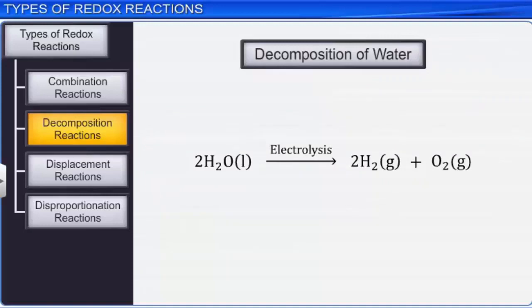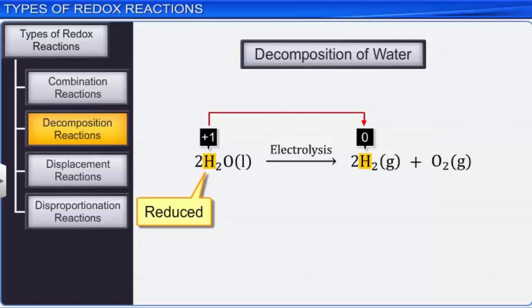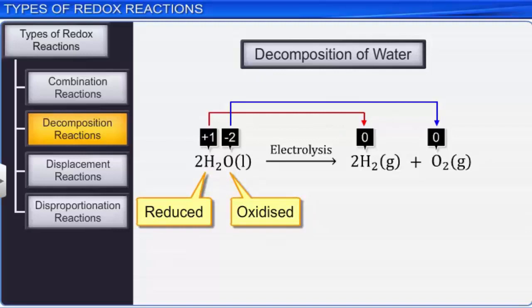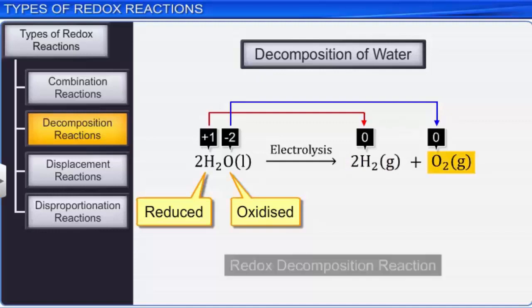One of the most common examples of a decomposition reaction is the breakdown of water into hydrogen and oxygen. The oxidation number of hydrogen decreases from +1 to 0 as it gets reduced, while oxidation number of oxygen increases from -2 to 0 as it gets oxidized. Note that as the products, hydrogen and oxygen, of this reaction are in the elemental state, it is a redox decomposition reaction.